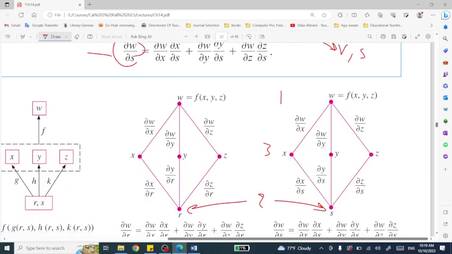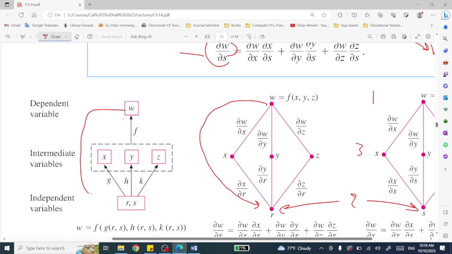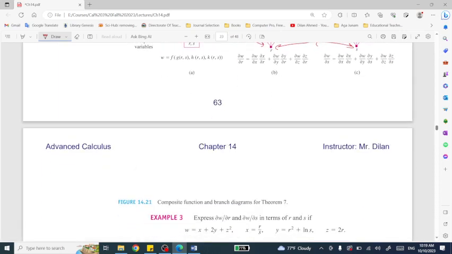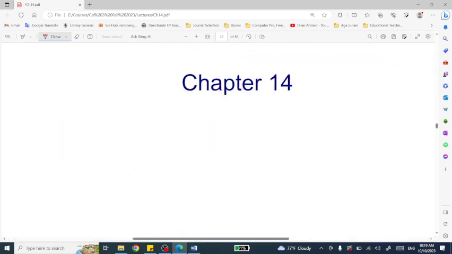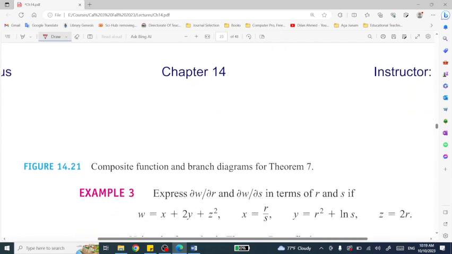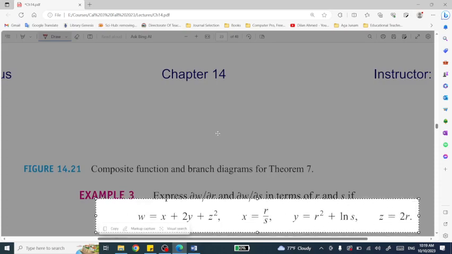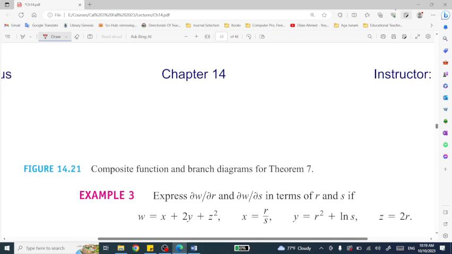Look at here. This is direct. This is part to part. This is together, one package. I cannot say d. I should say partial w by partial r and partial w by partial s. That's why. This is separate. Maybe you understand some, but now, with the example, I think you will get it. Second, look at it, everyone.